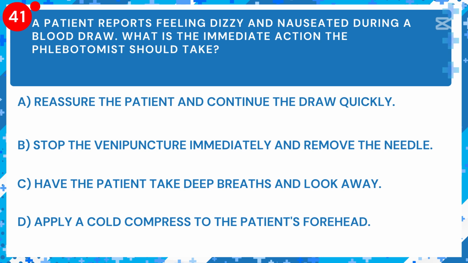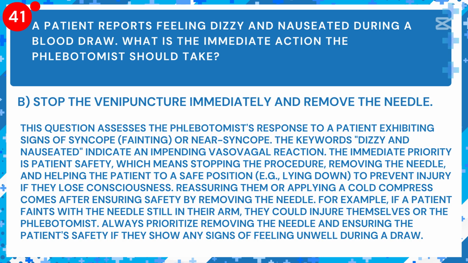Question 41. A patient reports feeling dizzy and nauseated during a blood draw. What is the immediate action the phlebotomist should take? A. Reassure the patient and continue the draw quickly. B. Stop the venipuncture immediately and remove the needle. C. Have the patient take deep breaths and look away. D. Apply a cold compress to the patient's forehead. Answer: B. Stop the venipuncture immediately and remove the needle.